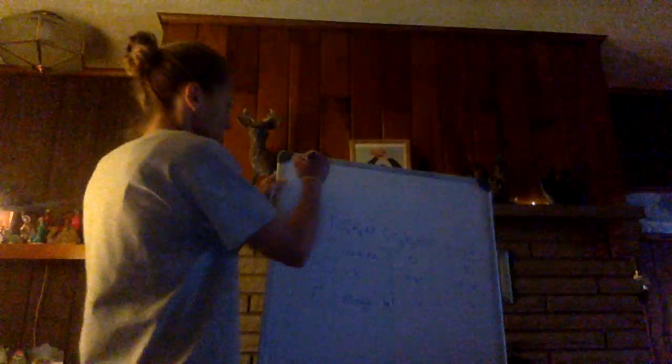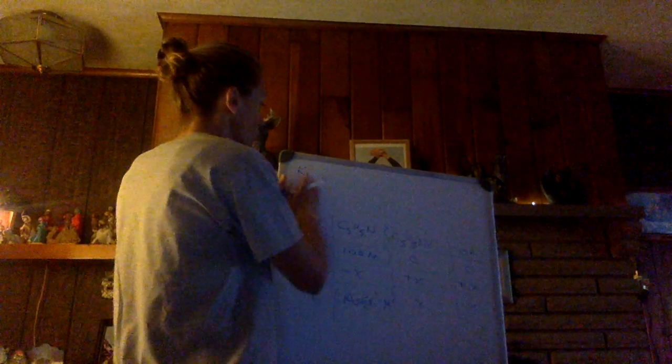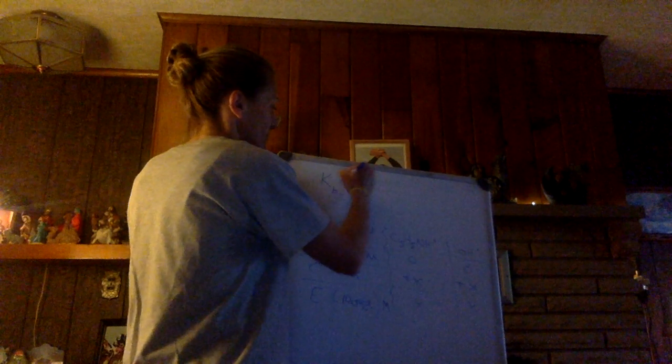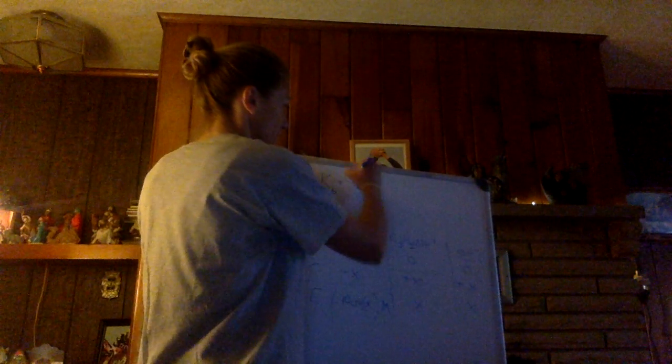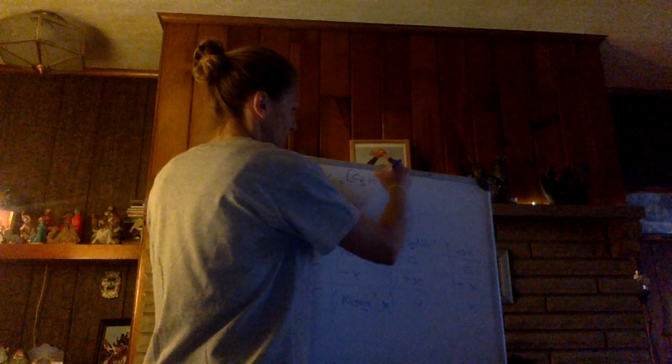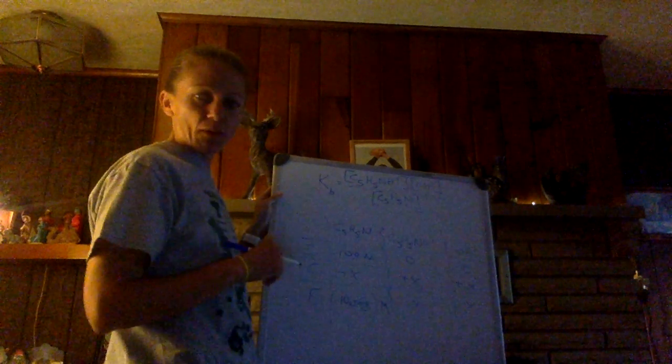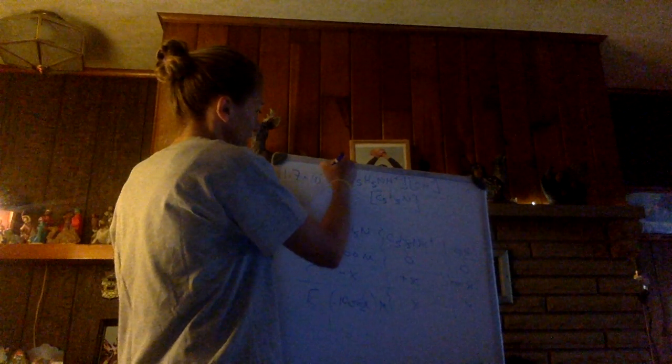Kb equals the products, C5H5NH plus and OH minus, over the concentration of C5H5N. Same as I did last time. Cool. So, going to go the lazy route. You could leave that written on your paper, but because I'm the teacher, I can just throw 1.7 times 10 to the negative ninth in there for my Kb.